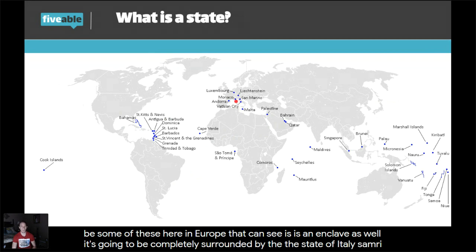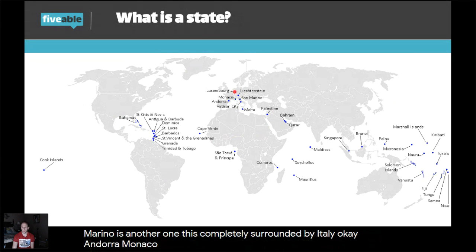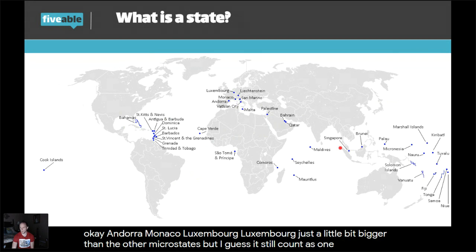San Marino is another one that's completely surrounded by Italy. Okay. Andorra, Monaco, Luxembourg. Luxembourg's a little bit bigger than other microstates, but I guess would still count as one. Then you go over here and you see some of these other ones over here. Singapore is one we talked about.